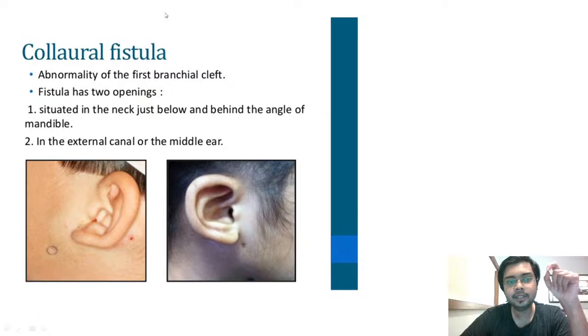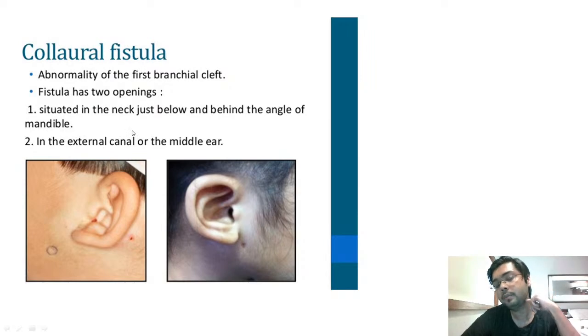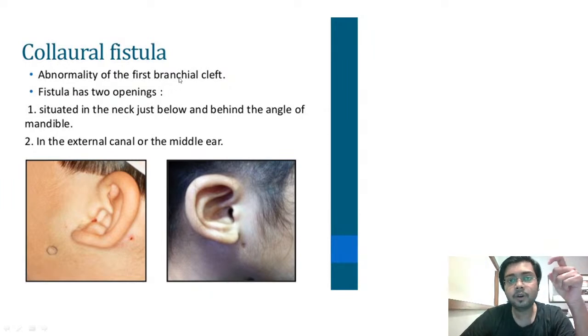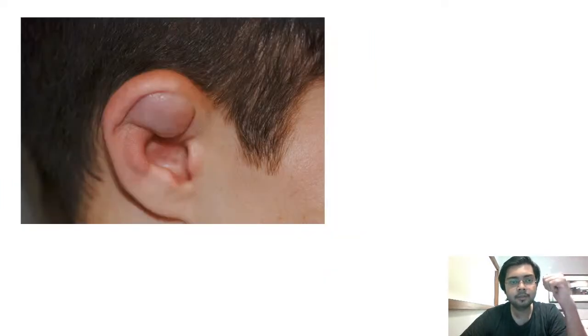One is situated in the neck, just below and behind the angle of the mandible, sometimes above or below the mandible in the neck, and another in the external auditory canal. And why is it formed? Due to a defect in the first branchial cleft. Okay, the first one was the first and second branchial arch. The collaural fistula is due to the first branchial cleft, right? So I think you got both of them.